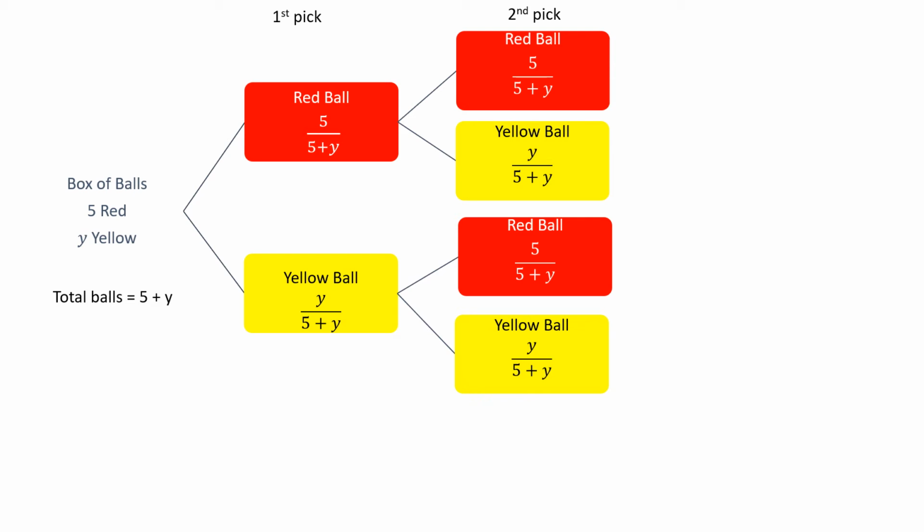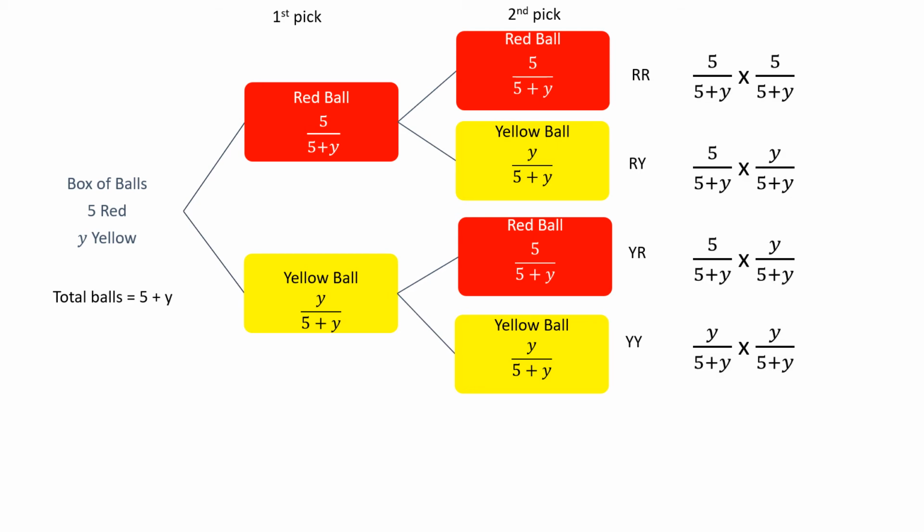The combinations of balls being picked are red then red, red then yellow, yellow then red, and yellow then yellow. These are the calculations that need to be made if these probabilities were all required.